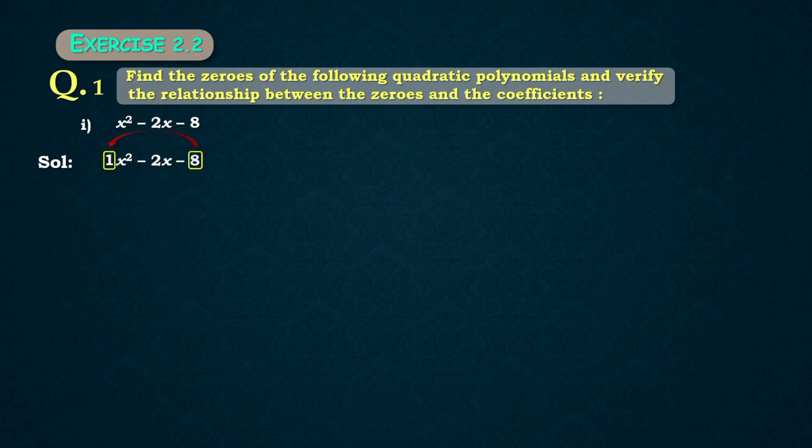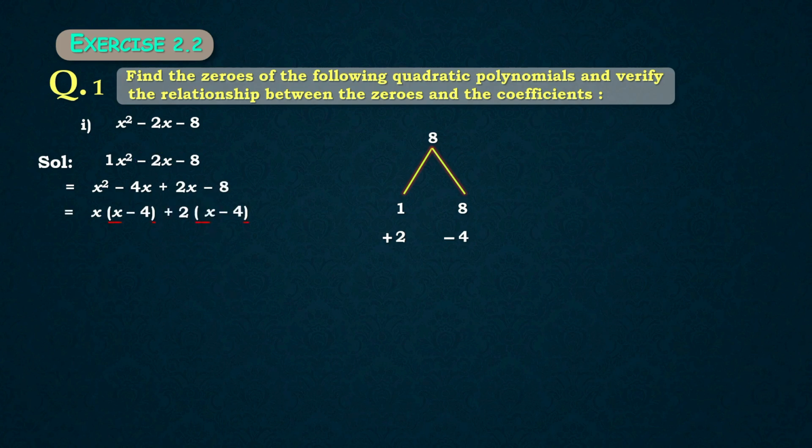We write x square minus 2x minus 8 as x square minus 4x plus 2x minus 8. Now we group the terms. From the first two terms, we take x common. From the last two terms, we take 2 common. This gives us two factors, x minus 4 and x plus 2. So, the given polynomial can be written as the product of x minus 4 and x plus 2.